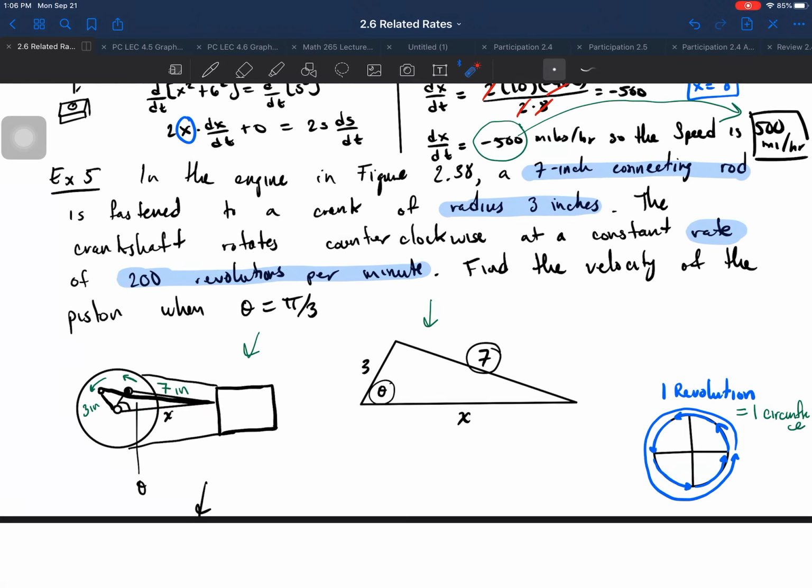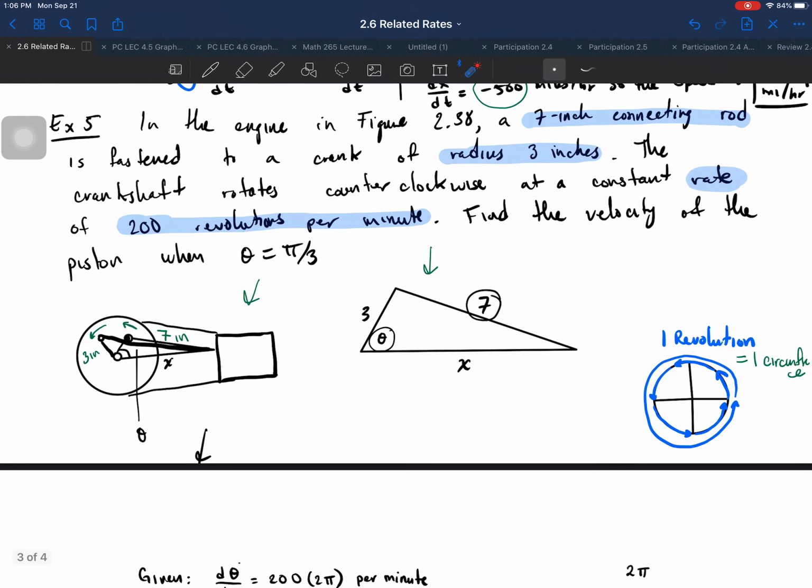Because this will determine the velocity of the piston whenever you have an angle that is pi over 3. At this moment, what is the speed of this piston? We can find the velocity of this piston by recognizing how fast this distance is changing. So can we find the rate of change of x whenever the angle is pi over 3? All right, so that's the question.